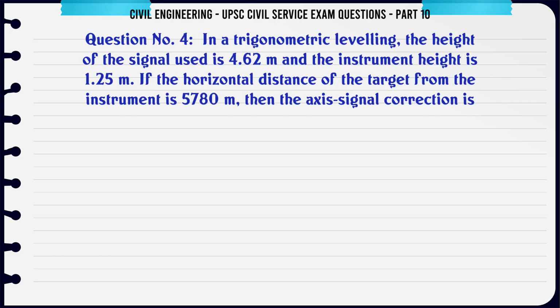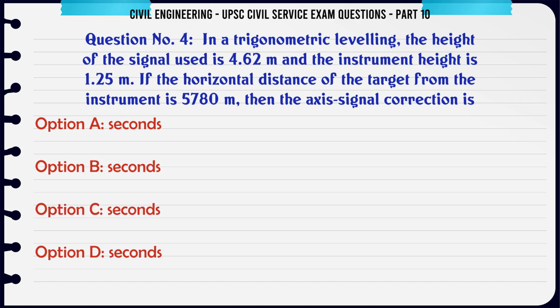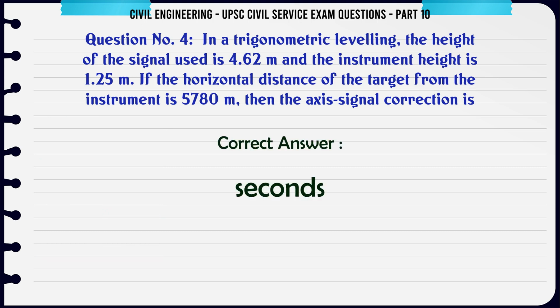317. In a trigonometric leveling, the height of the signal used is 4.62 m and the instrument height is 1.25 m. If the horizontal distance of the target from the instrument is 5780 m, then the axis signal correction is A. seconds, B. seconds, C. seconds, D. seconds. The correct answer is seconds.